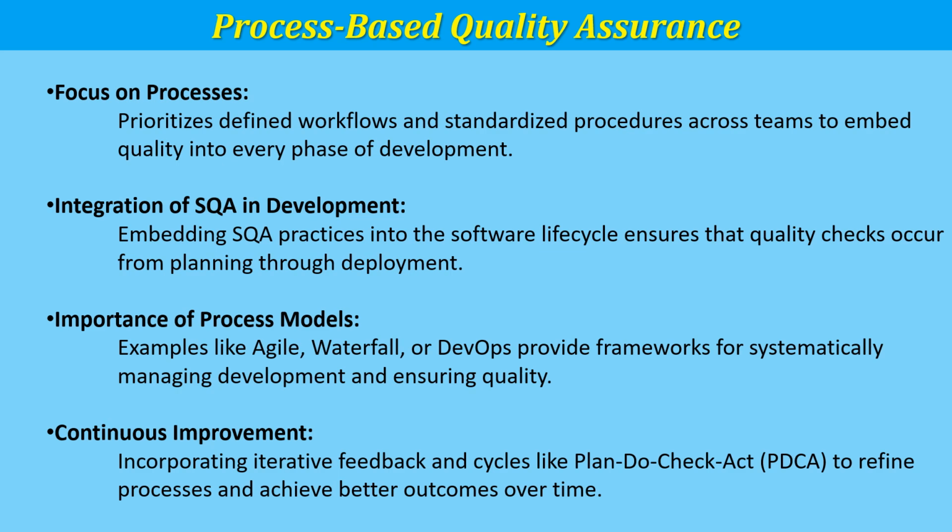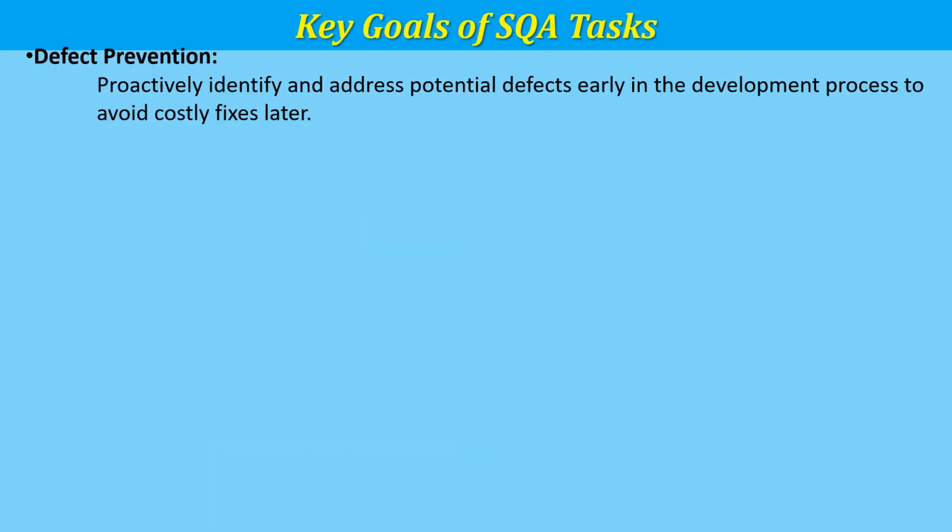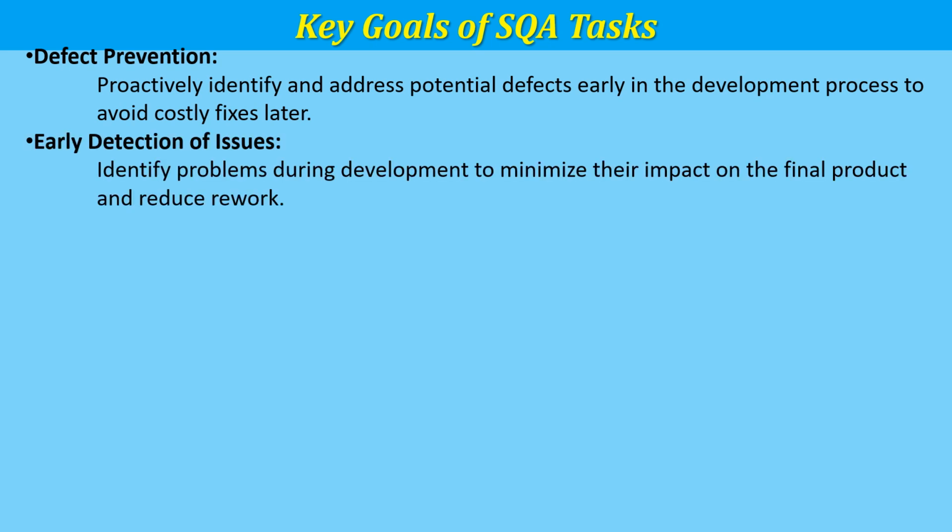Again, continuous improvement ensures that processes evolve, adapting to changing requirements and fostering innovation while maintaining quality. Key goals of SQA tasks. Number one is defect prevention. Preventing defects is more efficient than resolving them post development. Early intervention saves time, resources and maintains project momentum.